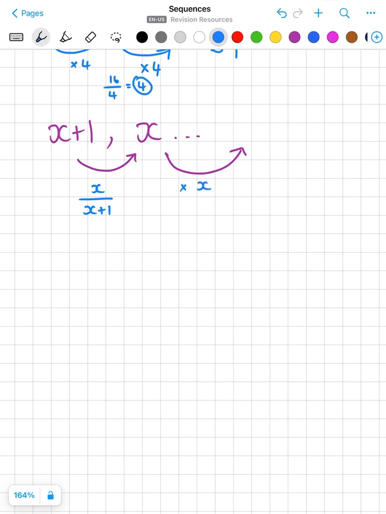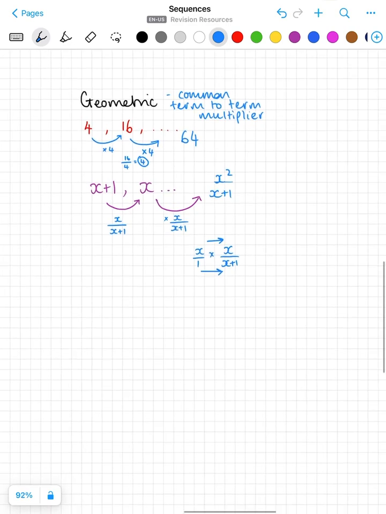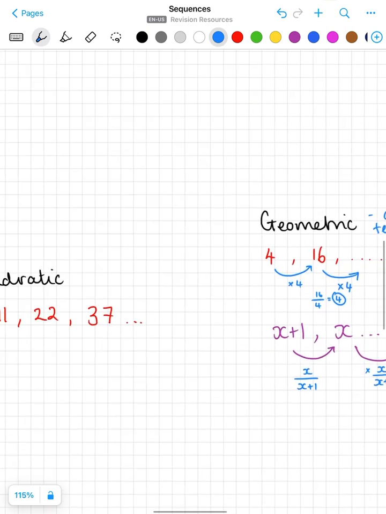So here we would do x over x plus 1, which would tell us what our next term is. So if we were to multiply x by x over x plus 1, remember our fraction rules, x times x over x plus 1, and we times straight across. Our next term in this particular sequence would be x squared over x plus 1. So they can be algebraic.